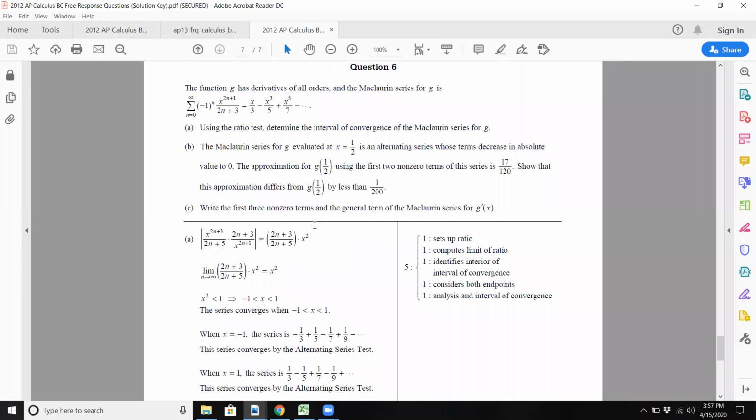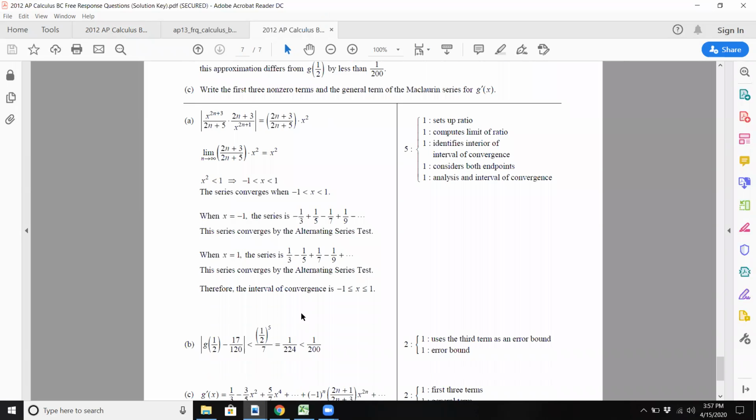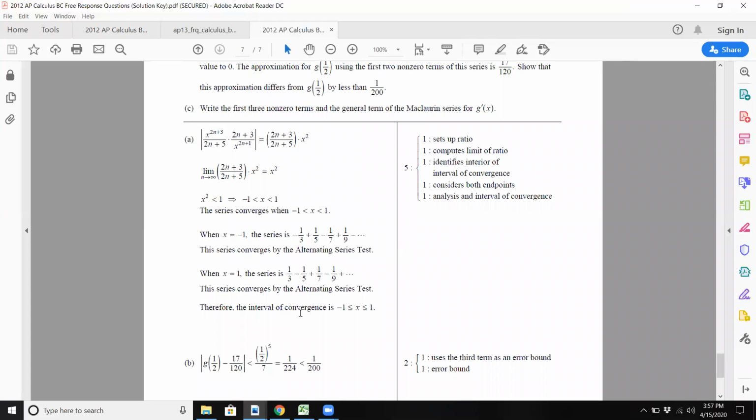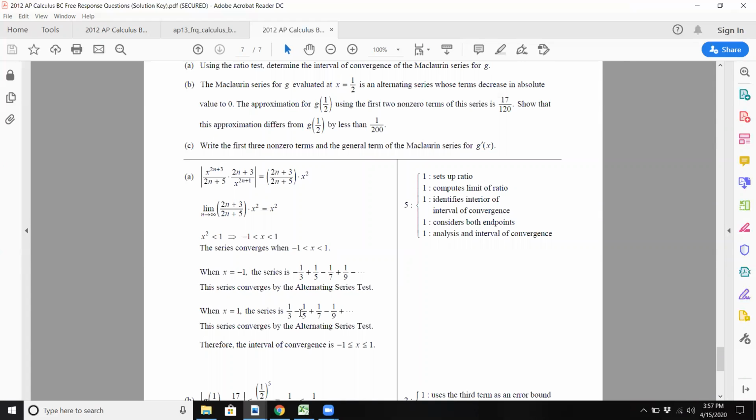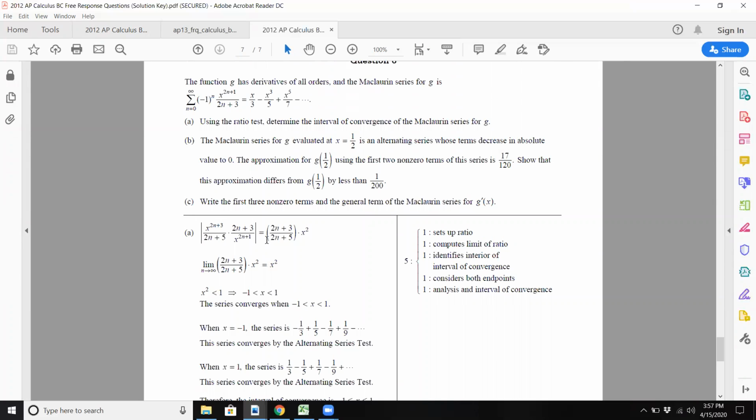And if you were to plug 1/2 into the third term, I'm trying to understand what they did to the third term. You want to put this less than 1 out of 200. It seems as though the terms decrease in absolute value to 0.